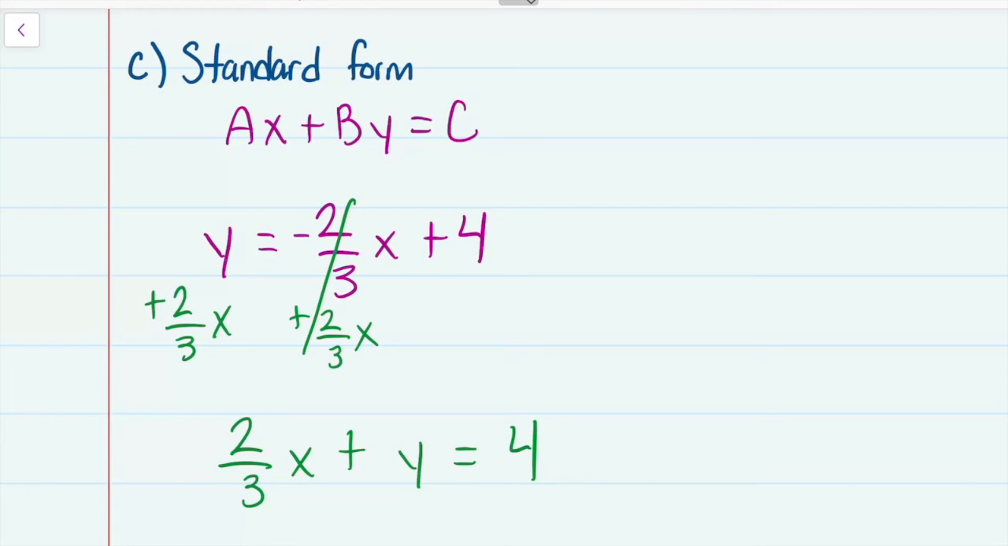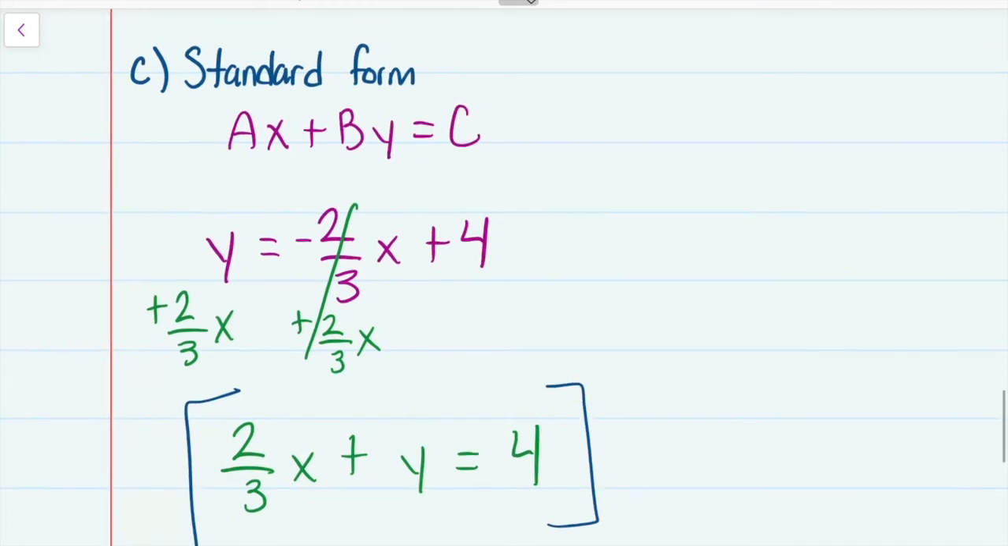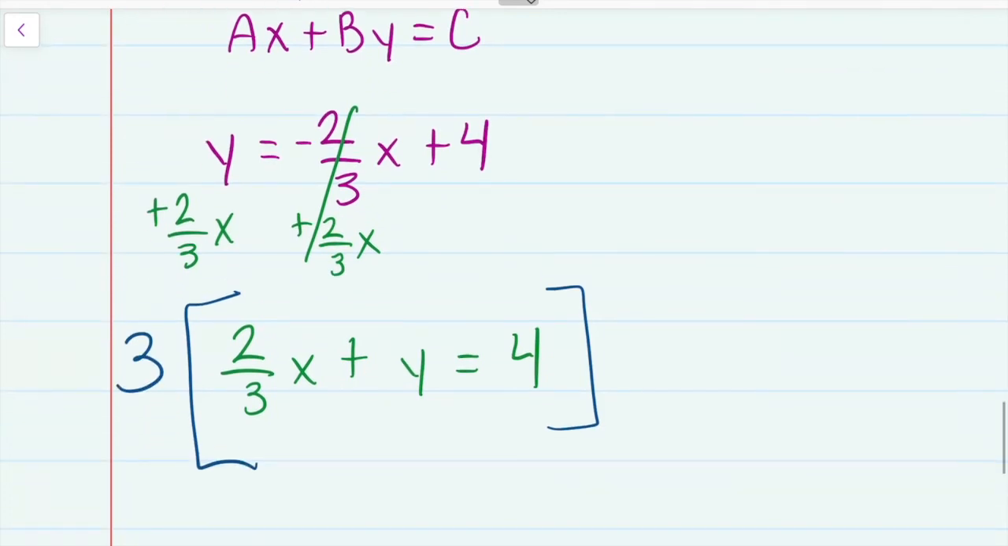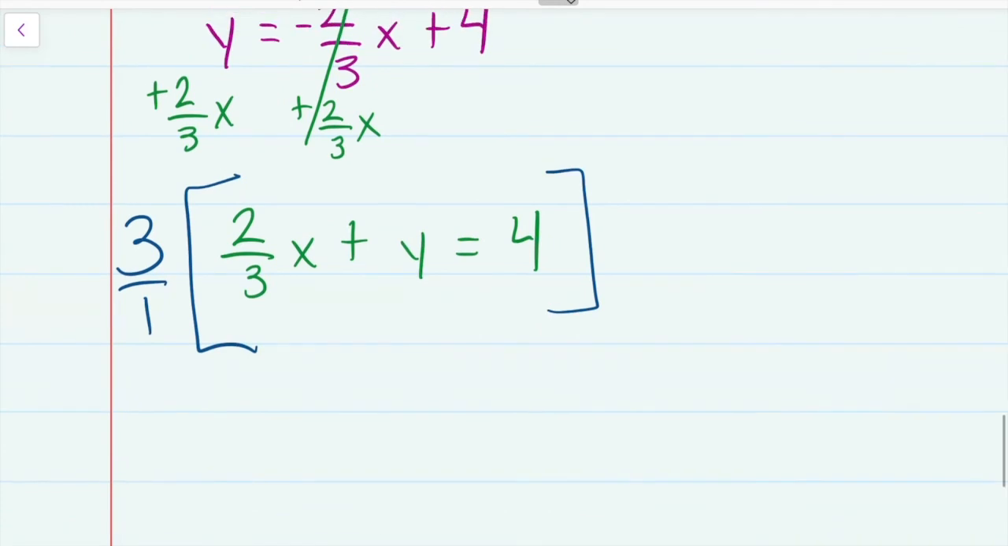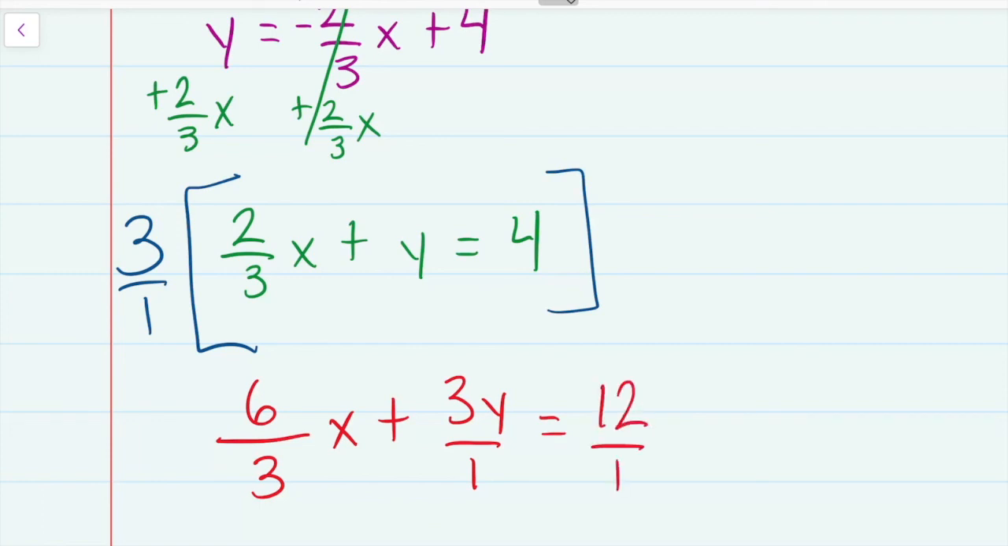And one more thing, guys, remember standard form does not like fractions in the response. So we multiply everything by the bottom of the fraction, which is the denominator. In this case, it's just 3. We're going to multiply everything by 3 or 3 over 1 if you feel more comfortable. And let's do it. 3 times 2 is 6. 1 times 3 is 3. Don't forget the x. What's 3 times y? It's just 3y. I mean, you could say over 1 if you wanted to. And 3 times 4, that will be a 12 over 1.